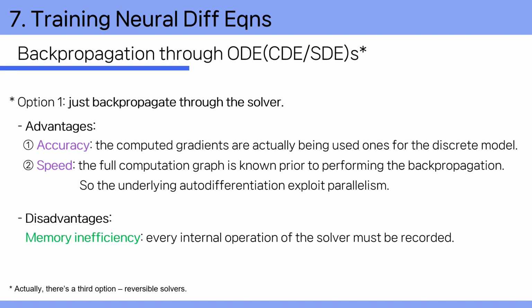The advantages are accuracy and speed, because we directly use the same computations from forward propagation, and the full computation graph is known, we can rely on automatic differentiation. However, it is memory inefficient because we must store every intermediate operation of the solver, which is sometimes infeasible for deep simulations.